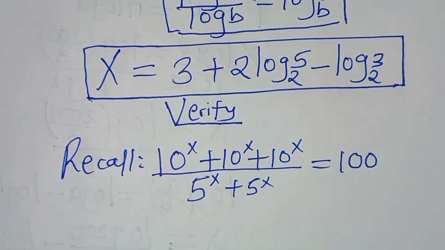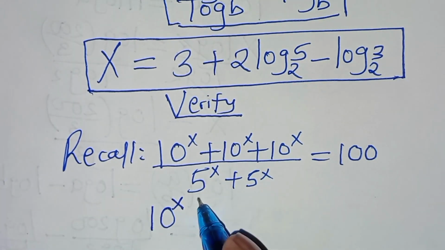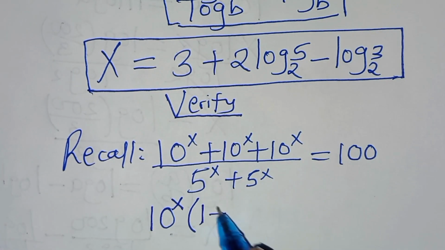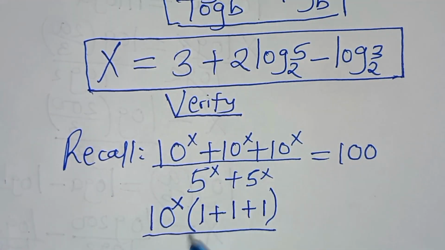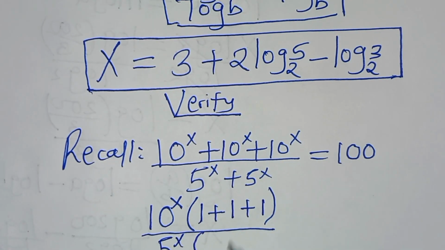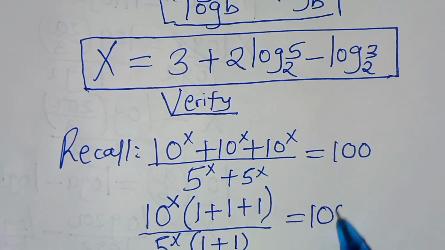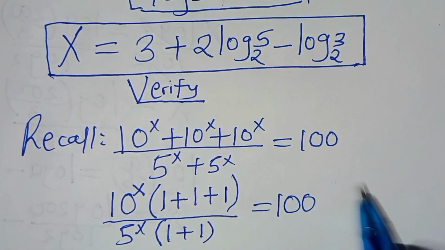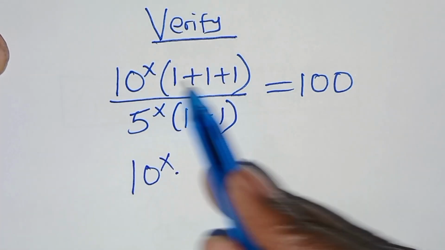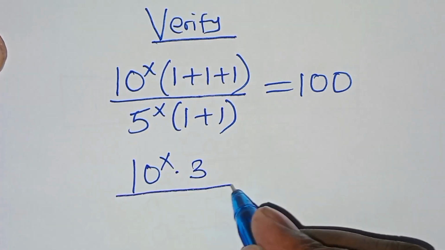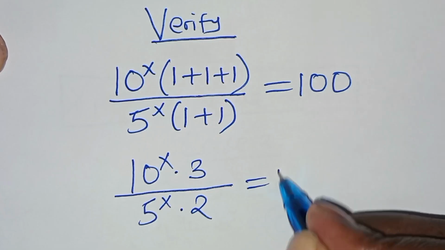But we're simplifying this further: in the numerator, 10 to power x is common. So that's 10 to power x into the parentheses 1 plus 1 plus 1, divided by 5 to power x into the parentheses 1 plus 1. This is equal to 100. So here we have 10 to power x times 1 plus 1 plus 1, this is 3, divided by 5 to power x times 2, this is equal to 100.